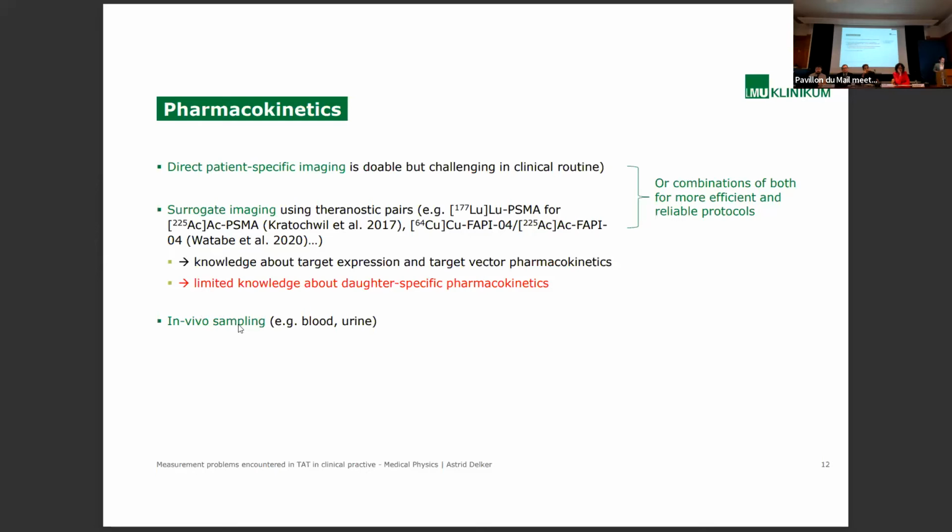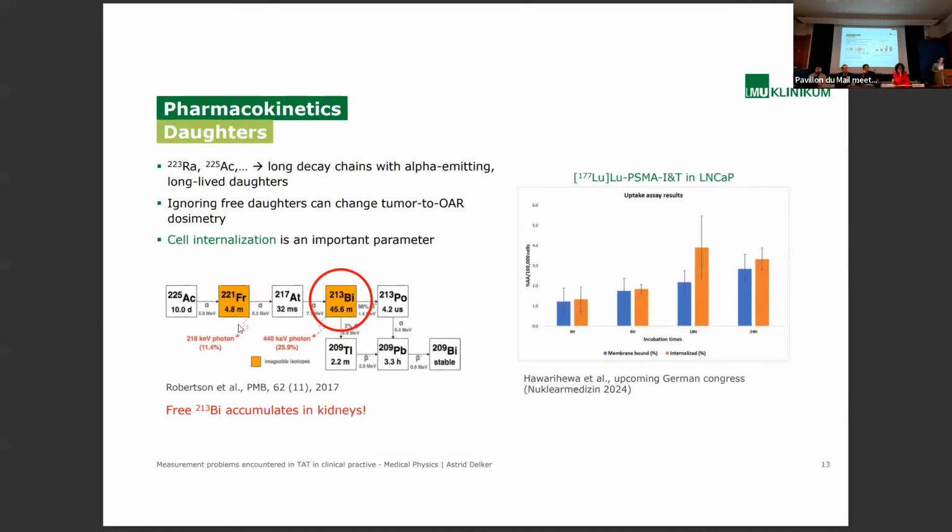And as we have heard several times today already, for actinium-225, the problem with the daughter-specific pharmacokinetics is especially important for bismuth-213, because bismuth has a comparatively long half-life, and if the bond to the PSMA ligand breaks up somewhere before, bismuth has enough time to redistribute somewhere in the patient body.